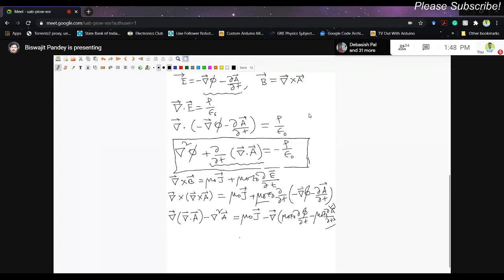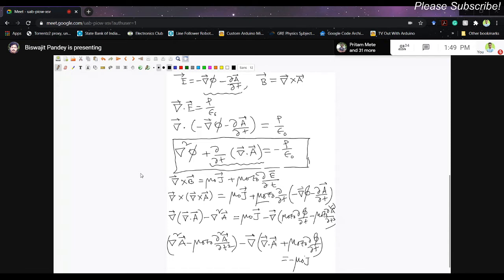You can slightly rearrange the terms, so I'm rearranging them and writing it here. It will look like Laplacian of A minus mu 0 epsilon 0, taking these two terms together, and there is a reason behind that, which will be clear in a few minutes, and then grad of divergence of A plus mu naught epsilon naught del phi del T, equal to minus mu naught J.